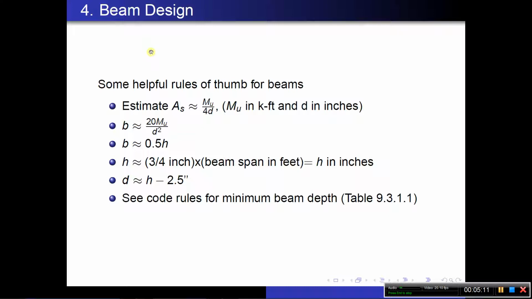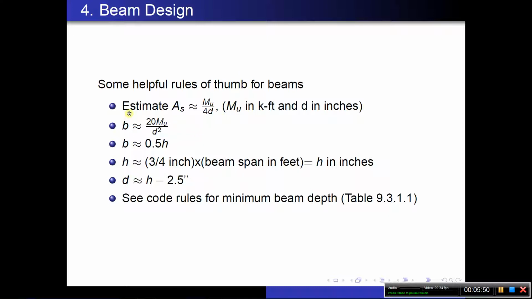Now, there are some ways to estimate some of these dimensions for your beam or the amount of area of steel that you need. And so I have some rules of thumb that kind of get you started, and then you can check out phi Mn greater than or equal to M sub u. You can also check out phi Vn greater than or equal to V sub u. And if those things are true and it looks like it's efficient, then you're good. If not, you can adjust these estimates that I have here and then make your beam work the way it's supposed to.